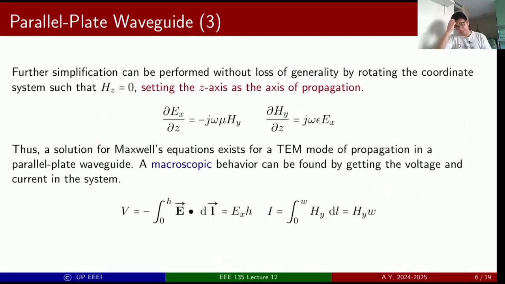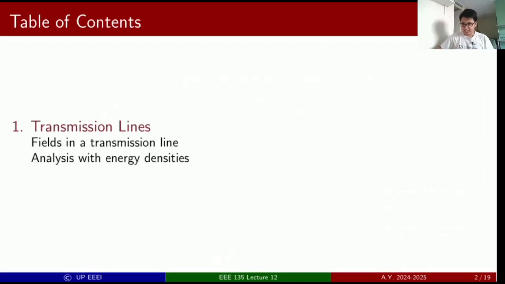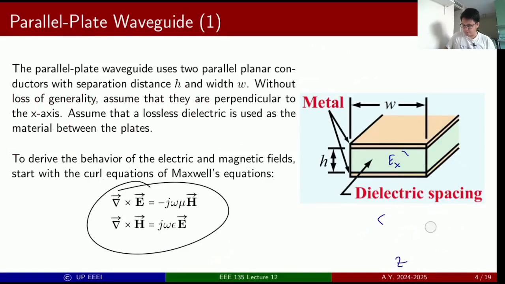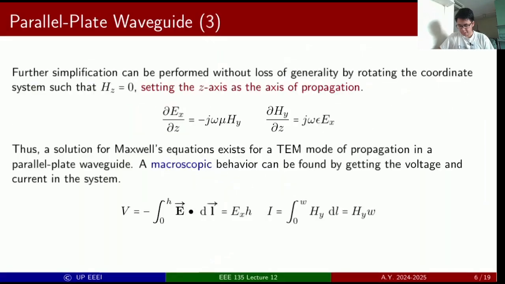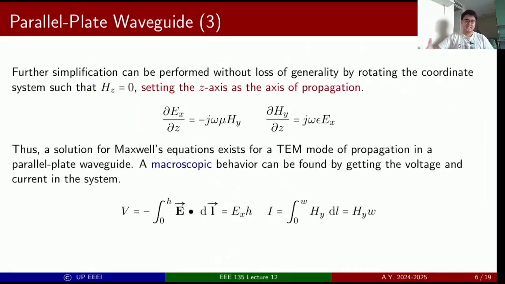You can further simplify that without loss of generality. You can assume that z is the axis of propagation. In general, if you have a parallel plate waveguide, it can go in any direction as long as it is perpendicular to your electric field. You can go in this direction as long as there is no electric field component that is tangential to the conducting plates. So without loss of generality, let's say that the z-axis is the axis of propagation.